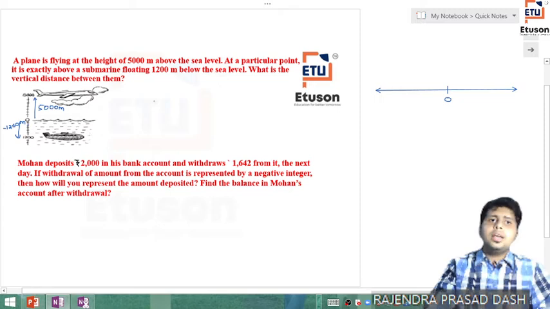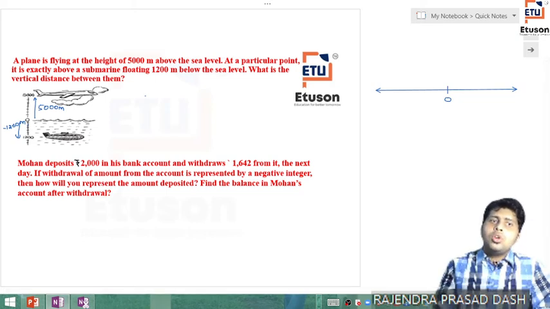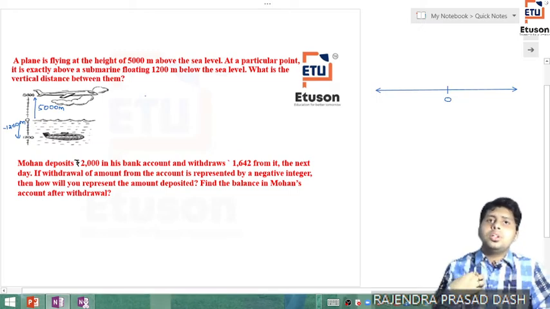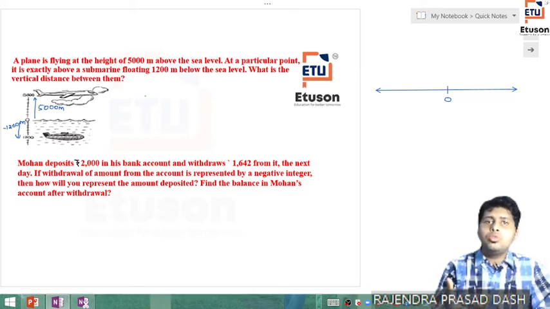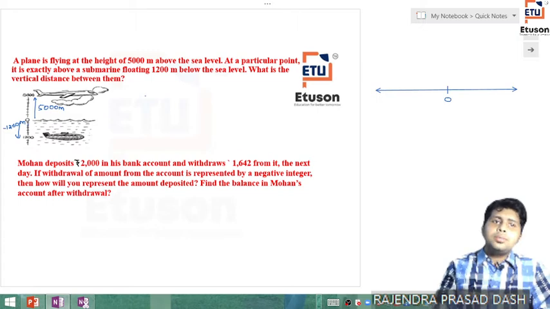So what is the vertical distance between them? How will we determine the vertical distance? What operation should we do? We should subtract, na. Suppose I am 5 foot tall and you are 4 foot tall. So how much taller am I than you? You will just subtract 4 foot from 5 foot, and that is the difference between our heights. Likewise, the vertical distance between them means the difference in height between the aeroplane and the submarine is being asked.